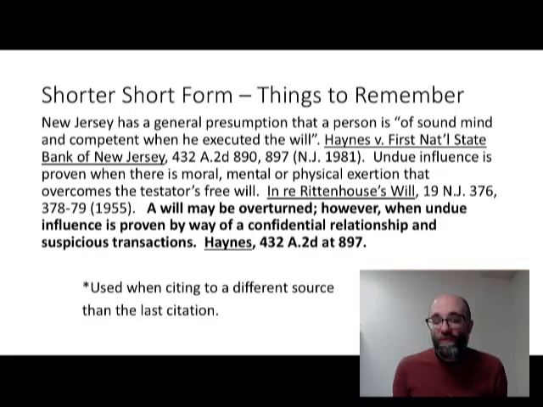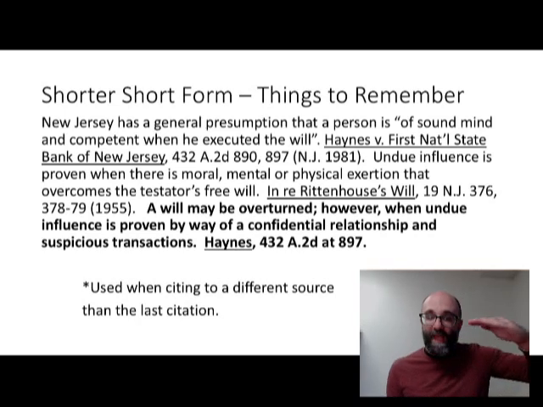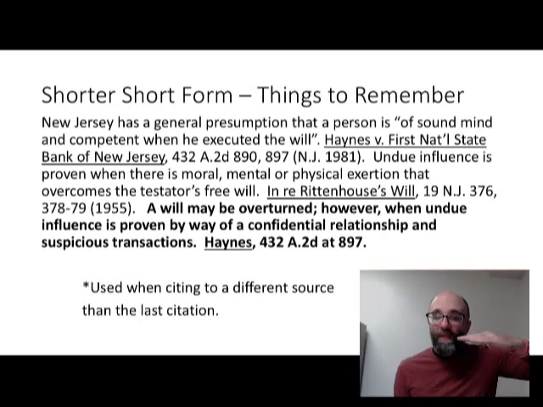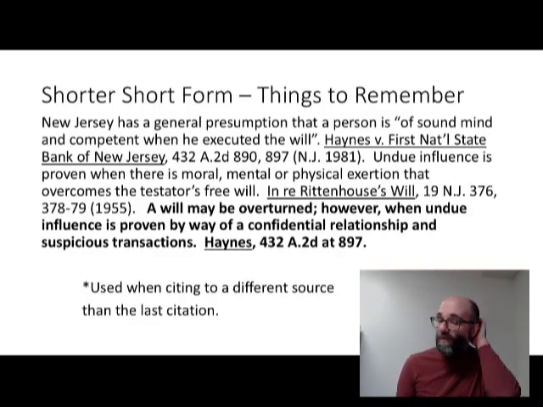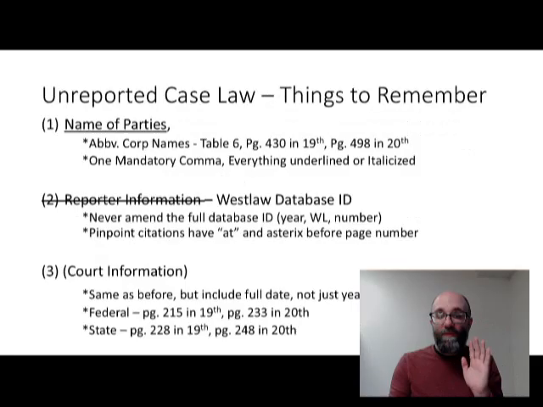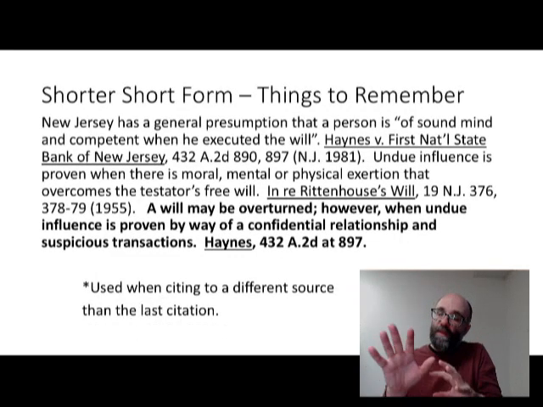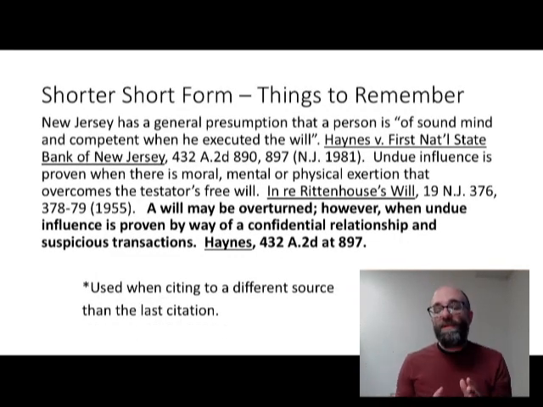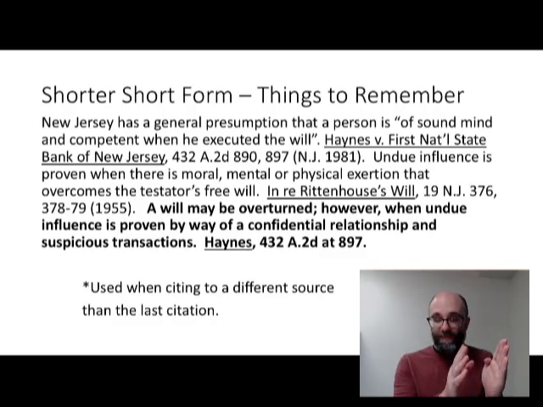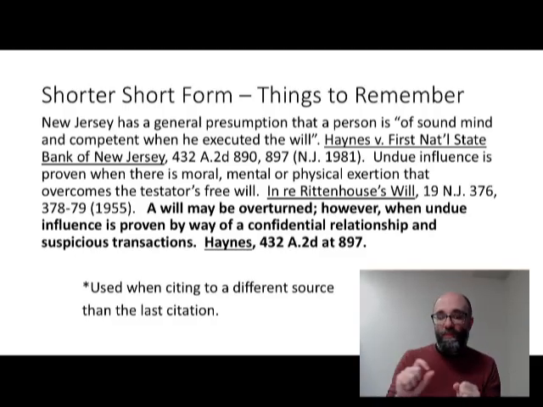The longer citation form, you'll see that we cite Haynes versus First National State Bank. Then we're citing In re Rittenhouse's Will, and then we're back to Haynes. To me, this is the longer citation form that I think people struggle with. But again, I want to note that it doesn't have to be quite as difficult as it might seem. So the rule is essentially what we do is we include the first plaintiff, right? The volume, the book abbreviation, and the pinpoint citation number.